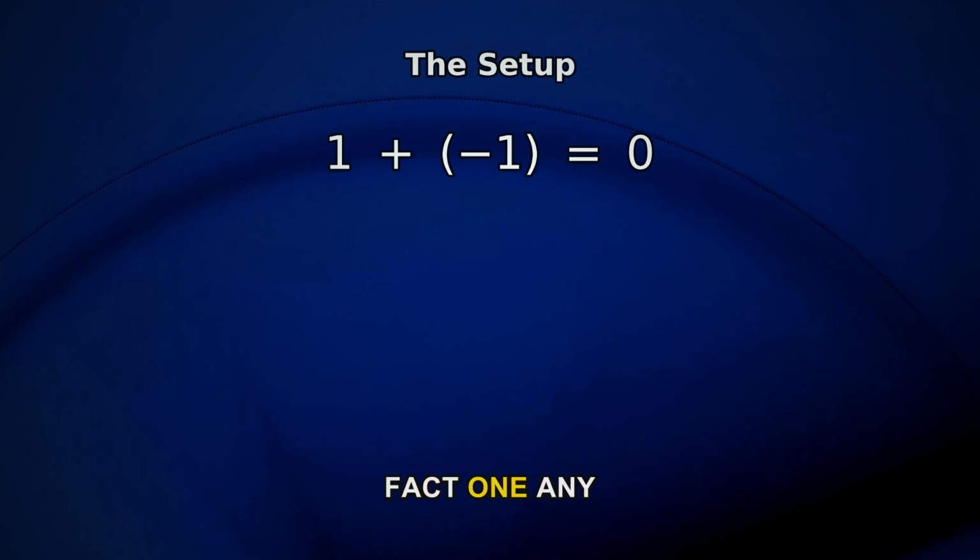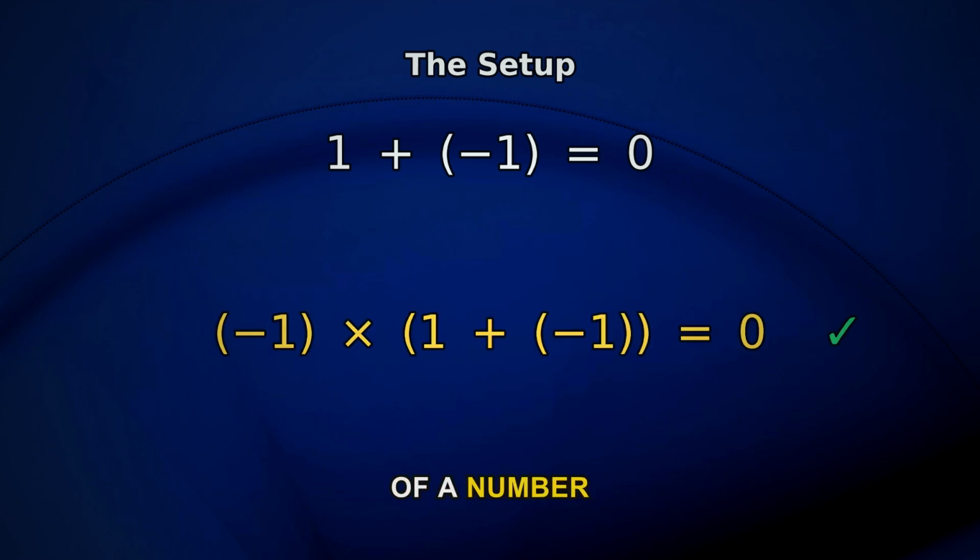Now we're going to expand the left side using the distributive property. The distributive property says, when you multiply a number by a sum, you can multiply by each term separately and then add the results. So -1 times the quantity 1 plus -1 becomes two separate products added together. -1 times 1 plus -1 times -1, all equal to 0.